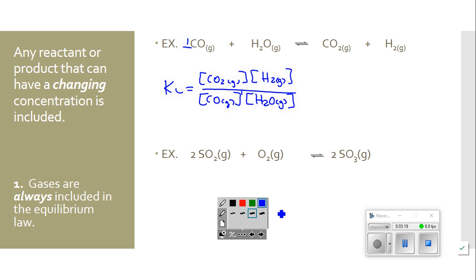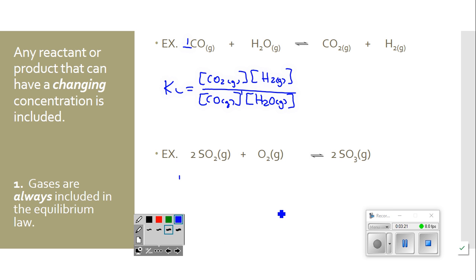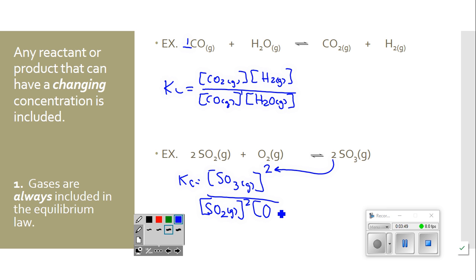The other example has substances that have coefficients. So when we set up the equilibrium law expression here, we'll take the concentration of SO3 gas, but to the power of 2, because the coefficient was 2. So if there's a coefficient in the balanced reaction, it becomes the exponent in the equilibrium law expression. My reactants would look similar. I'd have SO2 gas to the power of 2 and my oxygen gas concentration.